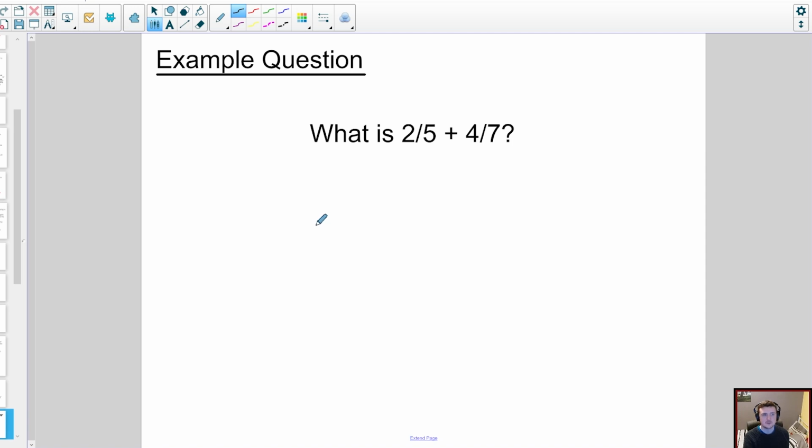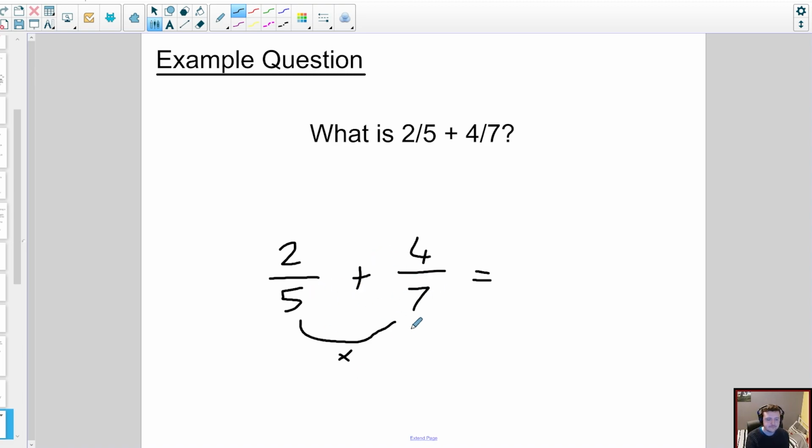So let's do another example just to really embed this knowledge in. 2/5 add 4/7. Okay, so we've got a 2/5 add 4 out of 7. First thing we do is multiply the bottoms together. And I would write this and do the same method every time just to show that I'm practicing it and understanding it. 5 7s is 35. So I've got 2 fractions out of 35.